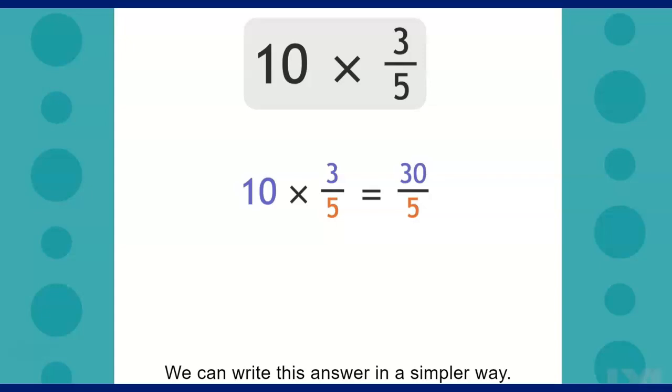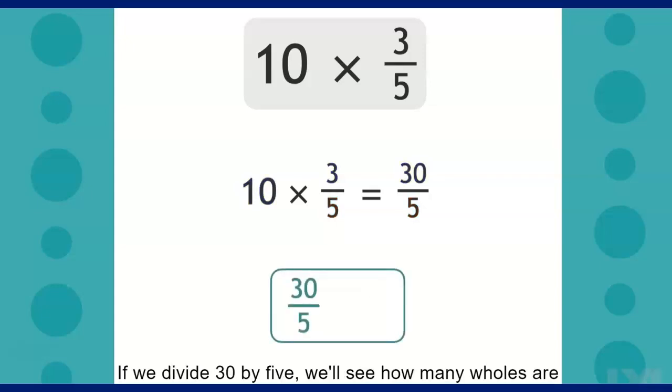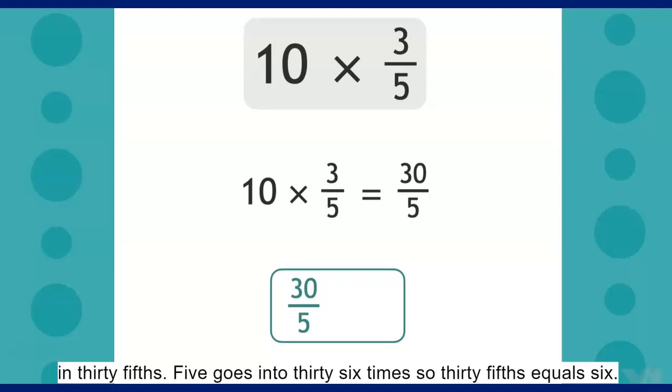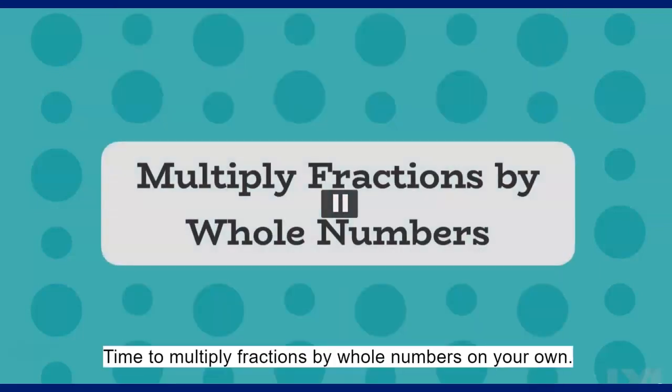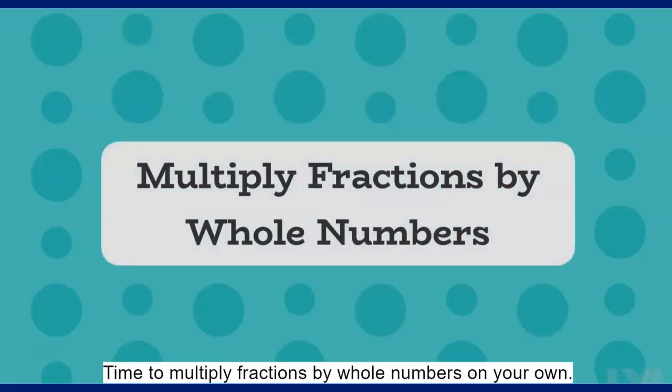We can write this answer in a simpler way. If we divide 30 by 5, we'll see how many wholes are in 30/5. 5 goes into 30 6 times, so 30/5 equals 6. Great work! Time to multiply fractions by whole numbers on your own.